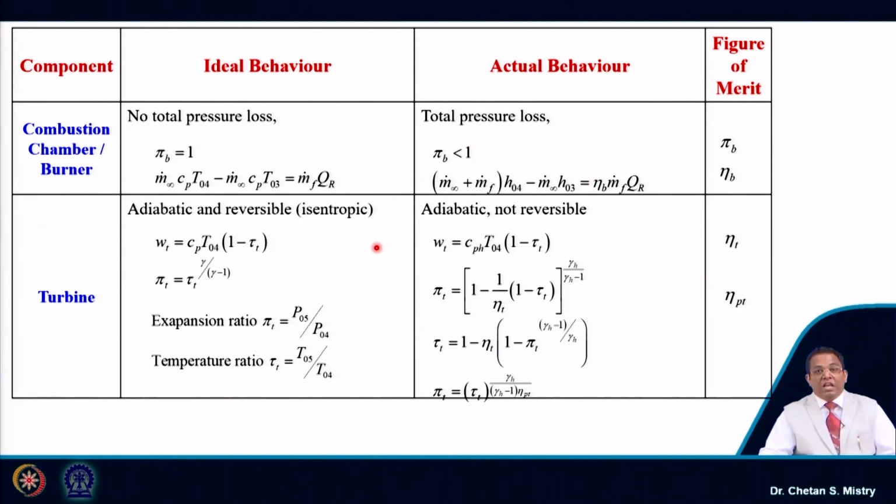Then we discussed the turbine. In the same way as for the compressor, for the actual configuration we have introduced two parameters, the adiabatic efficiency of the turbine and the polytropic efficiency of the turbine. And we have realized the importance of this adiabatic efficiency and polytropic efficiency.